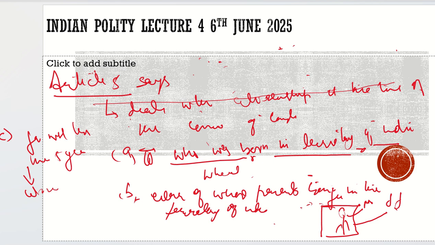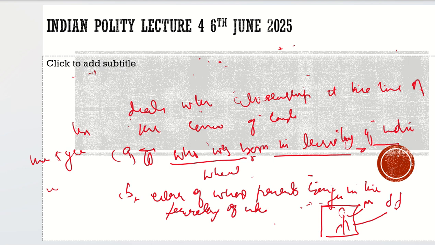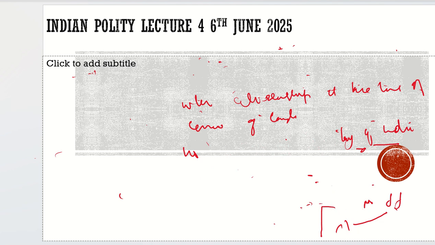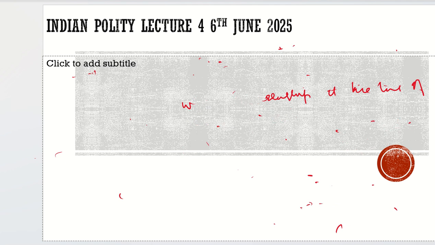And these conditions dealt with the citizens at the commencement of the constitution. So with this, I hope you are very much clear about Article 5. Till now we discussed the citizenship, the concept itself. You are very much clear about that. You are clear about Article 5 too. Now let's move to Article 6. Let's see what Article 6 says about the citizenship.